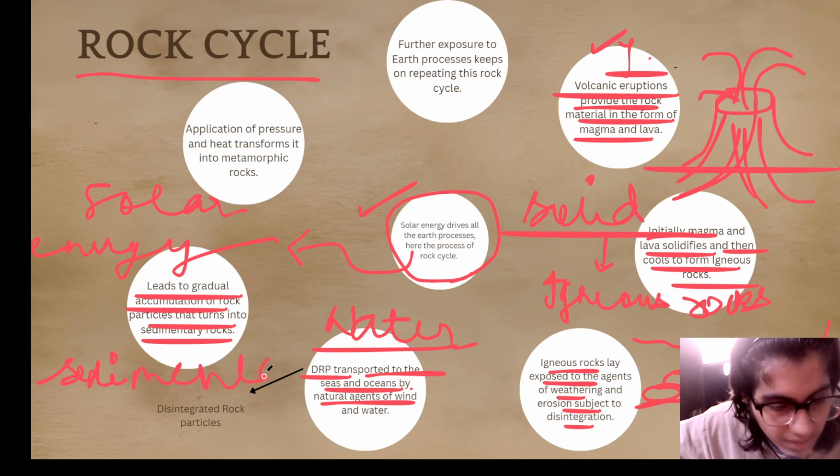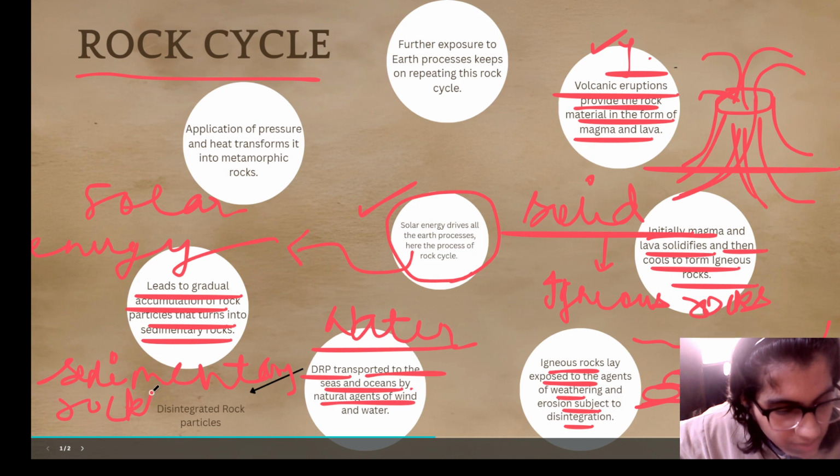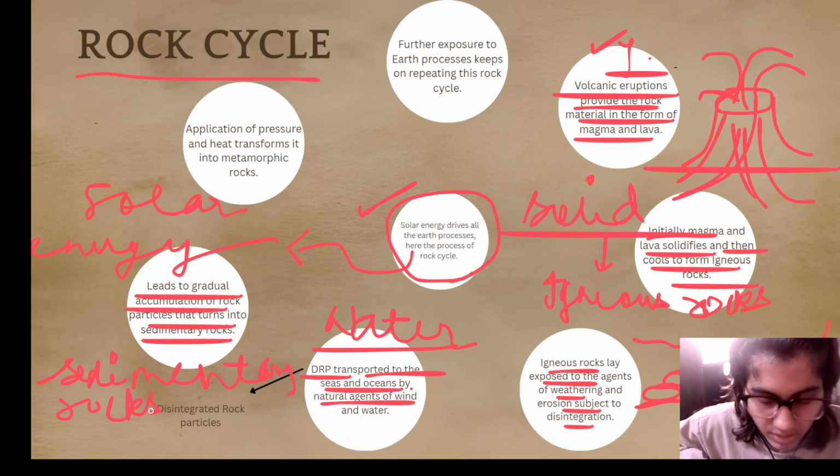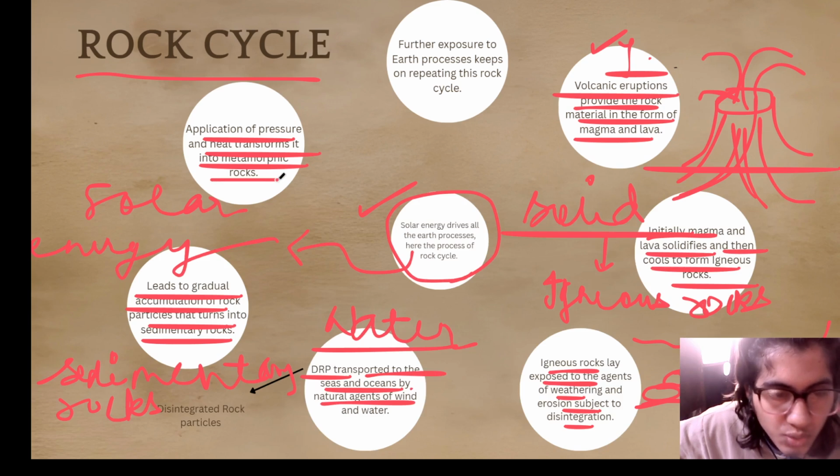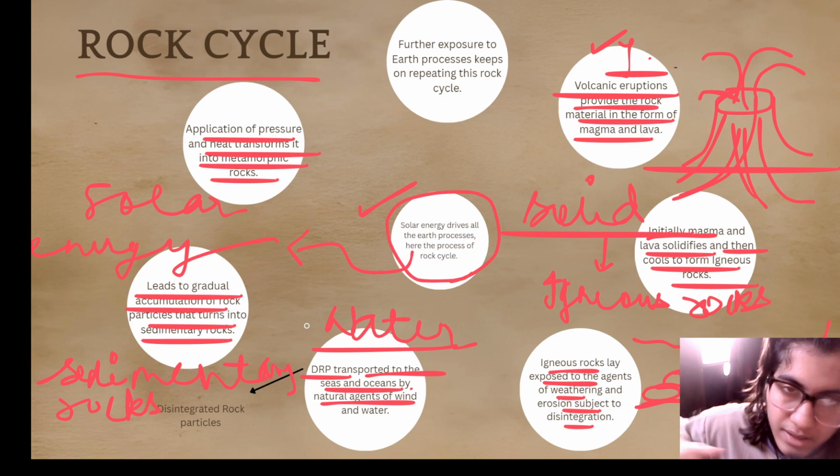Sedimentary rock, as the name suggests, comes from sediments. Those sediments are basically present in the bottom of seas and oceans. And then application of pressure and heat transforms them into metamorphic rocks. So these sedimentary rocks, present at the bottom of the seas and oceans, get under the surface of earth. Beneath the surface of earth, there is a lot of pressure and heat present, and because of that they turn into metamorphic rocks.